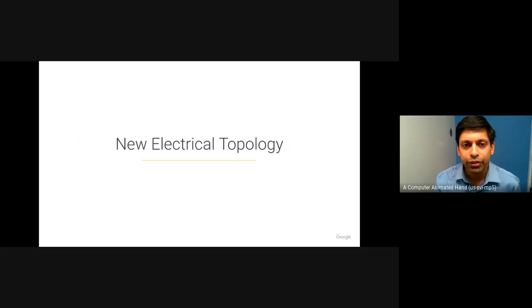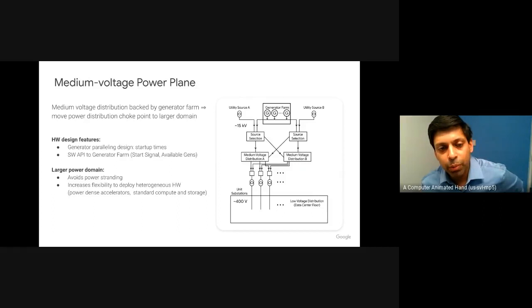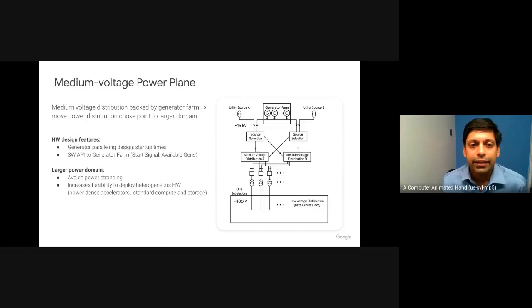So let's start with the new electrical topology. We refer to this new topology as medium voltage power plane. The power plane can multiplex tens of megawatts of machines and then oversubscribe that corpus. We achieve that by pushing the choke point to the plane. The choke point is defined by a farm of generators, and thus we had to innovate industrial control schemes to parallel the gen farm reliably and still deliver the power within few seconds of a start signal.